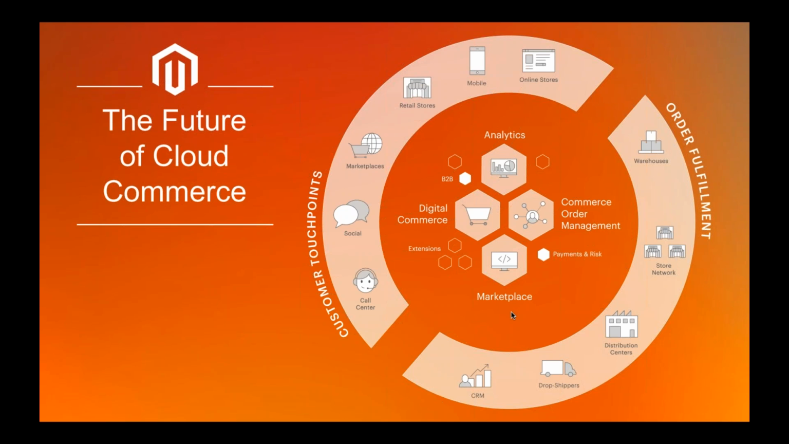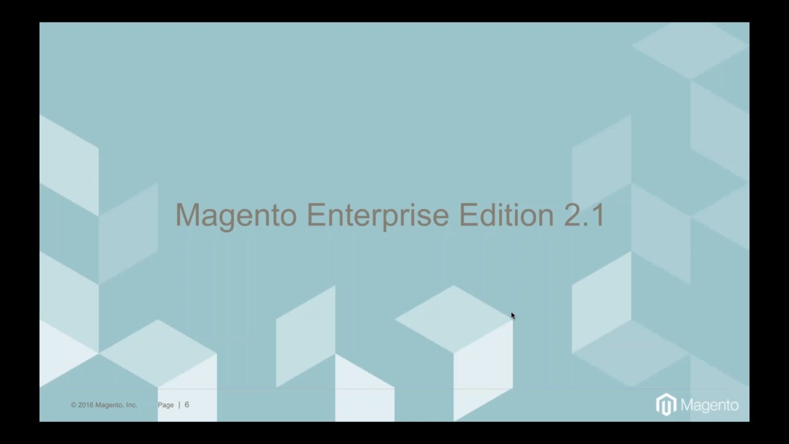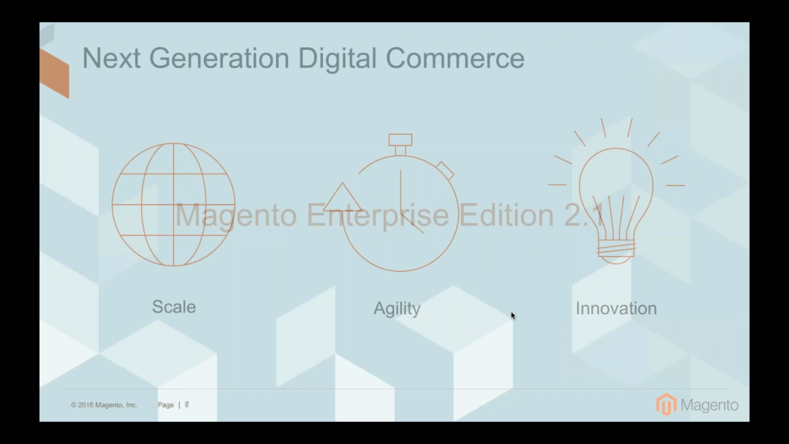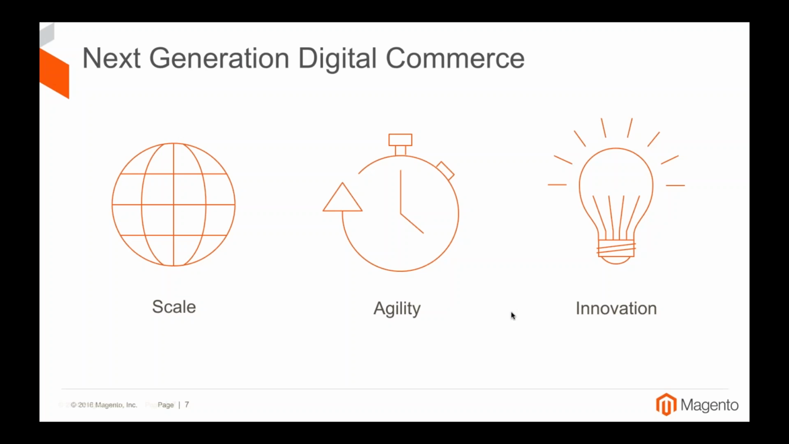All right, now let's get to the focus of today's presentation, learning about Magento Enterprise Edition 2.1 capabilities. Magento Enterprise Edition 2.1 is the next generation in digital commerce. It's been designed to help you take advantage of opportunities faster than ever before and win in an increasingly competitive global market by delivering in a few key areas.